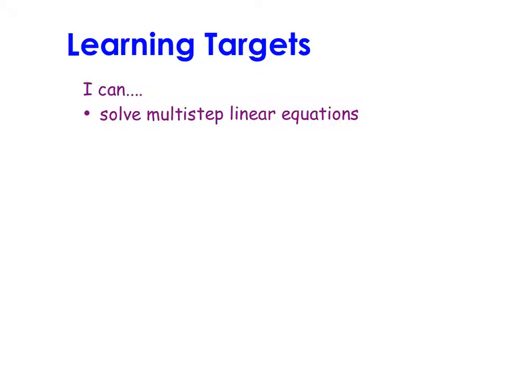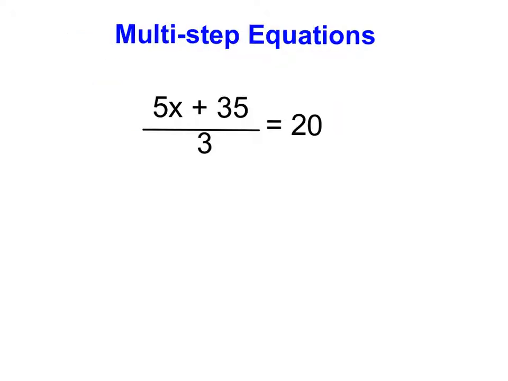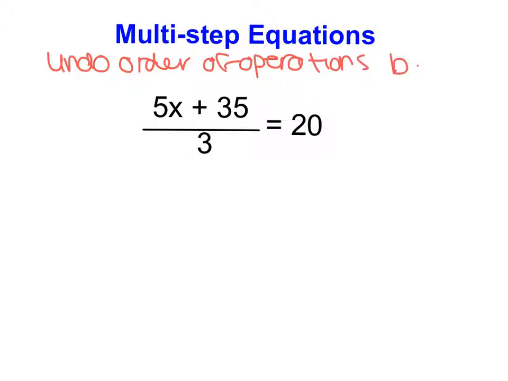In this lesson, we're going to focus on solving multi-step linear equations. Solving multi-step equations is just like solving two-step equations. The whole concept behind it is that in order to solve that equation for the variable by itself, you need to ultimately undo the order of operations that's happening to the variable backwards. That is how we get the variable by itself.